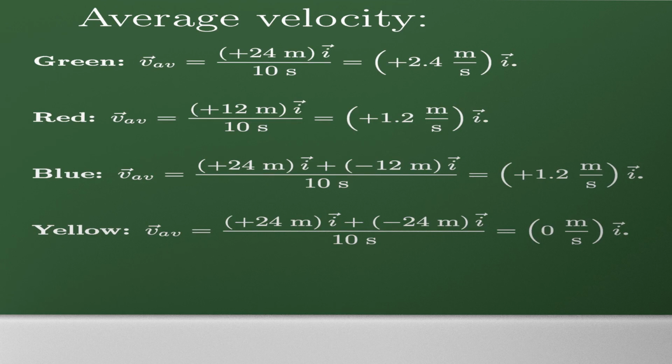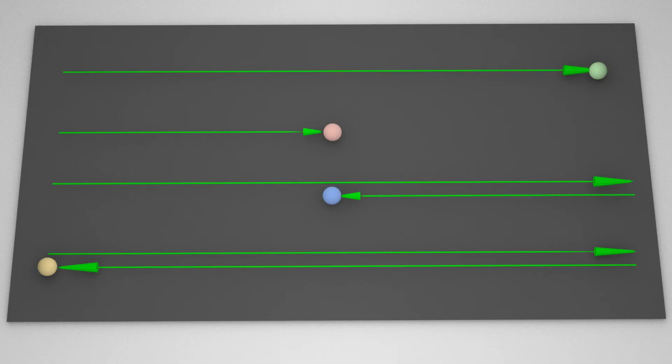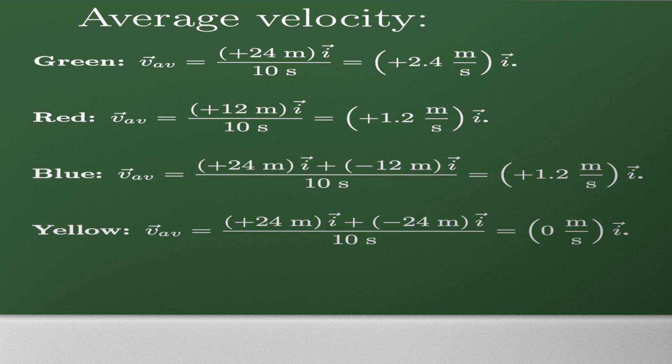Look at the green particle. Pretty simple. The particle was moving 24 meters in a positive direction. That's why you have plus 24 meters in the numerator. The vector i is, of course, the unit vector of the x-axis. So the average velocity is plus 2.4 meters per second. Look at the red particle now. Again, quite simple. Displacement is plus 12 meters, and of course, average velocity is plus 1.2 meters per second.